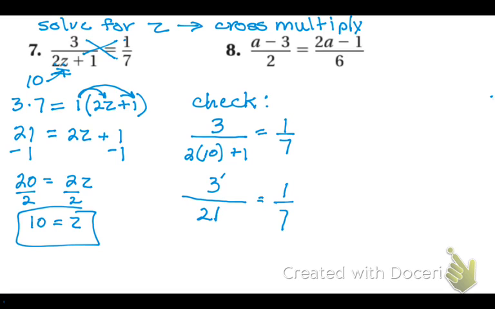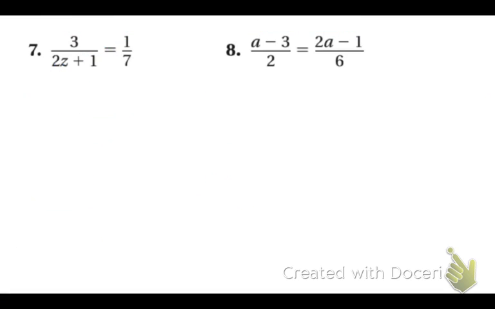Okay, let's try the next one. Again, we're going to cross multiply. We're looking for a, and notice there's an a here and an a there on both sides of the equal sign, but that's okay. We're just going to keep cross multiplying. So let's do the first pair: 6 times a minus 3 equals, we'll do the second pair, 2 times 2a minus 1.